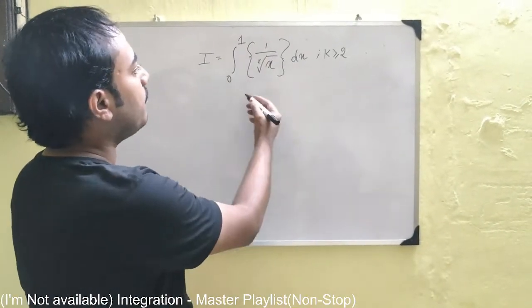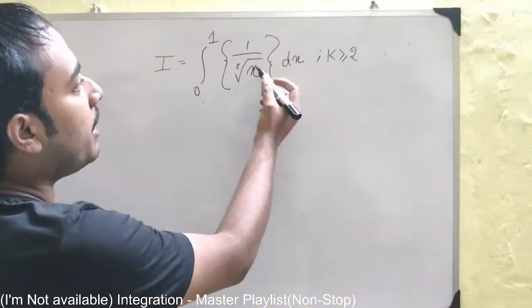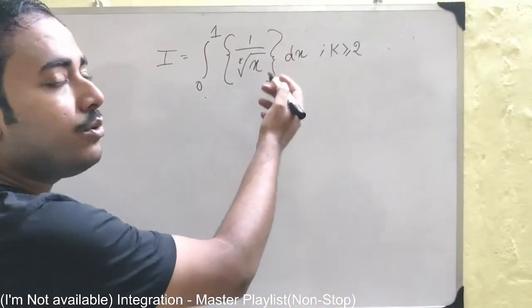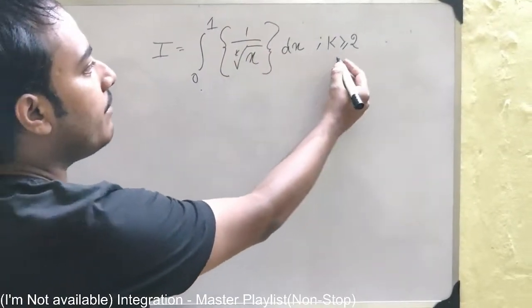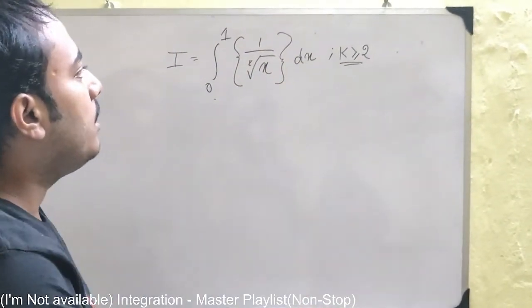So look at this integral carefully first. 0 to 1 fractional part of 1 upon kth root of x. So the whole thing is inside the fractional part, and we have k greater than or equal to 2.